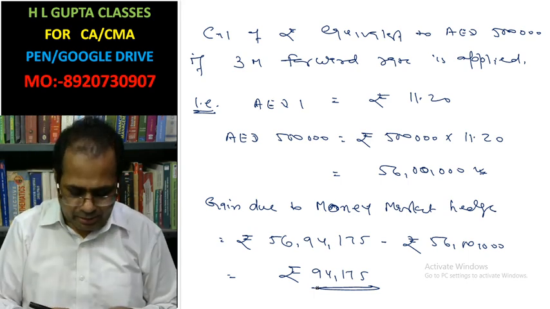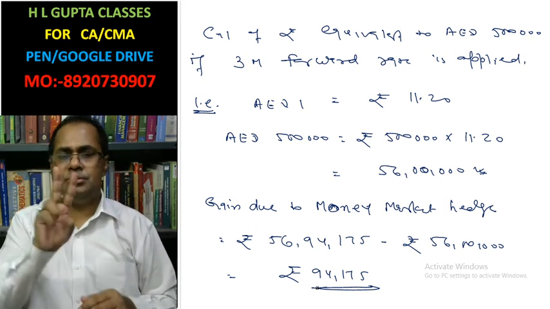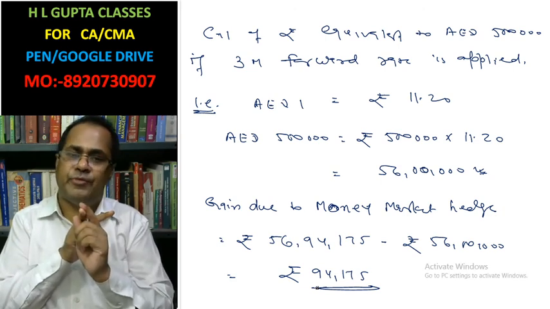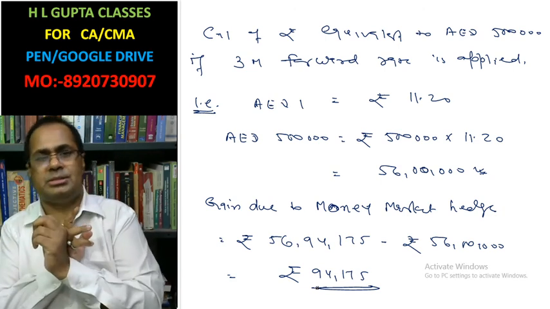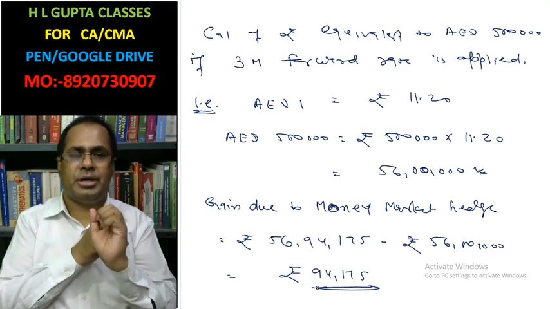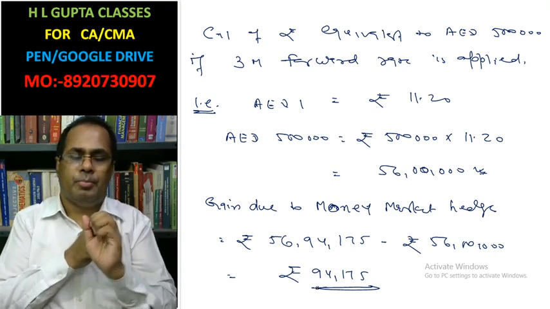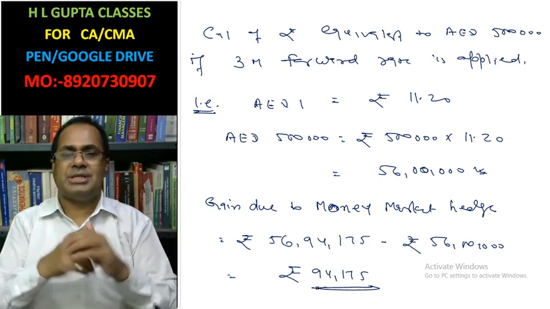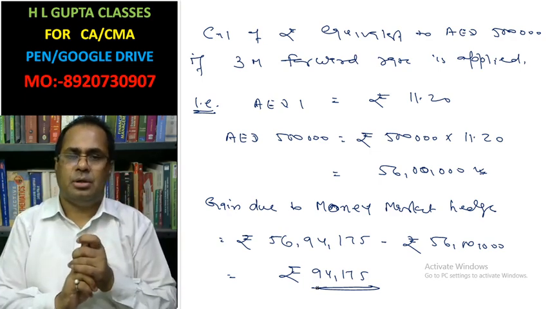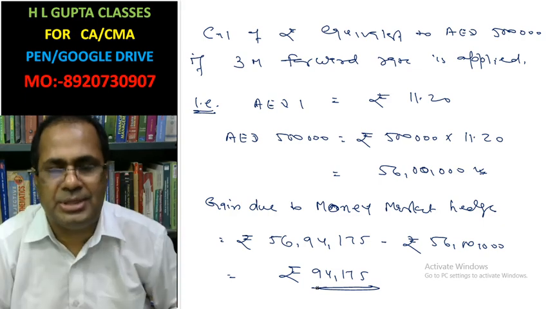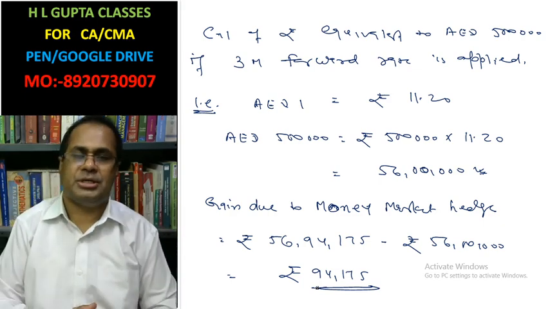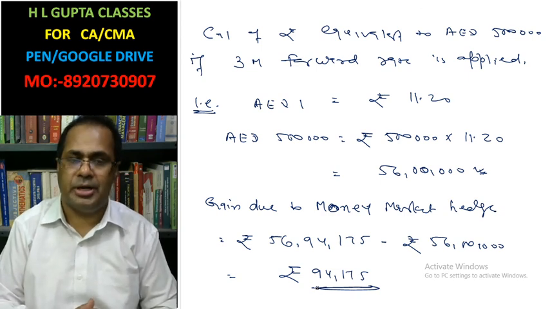In this question, you have two options. Either you can convert AED 5 lakh through money market hedge or the 3-month forward rate. By both ways, you calculate the amount received in rupees after 3 months, and the higher alternative is accepted. Here, money market hedge is the best alternative.